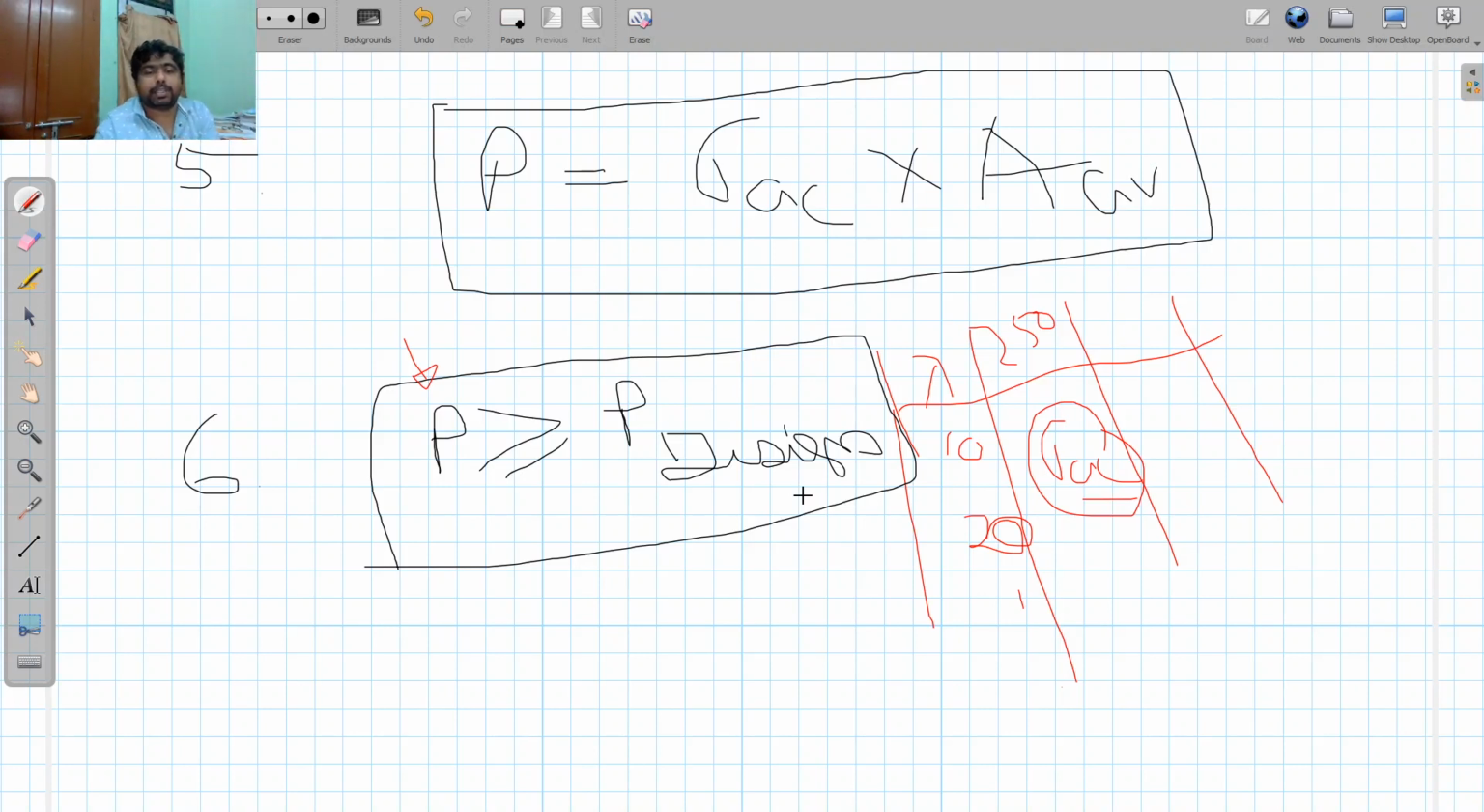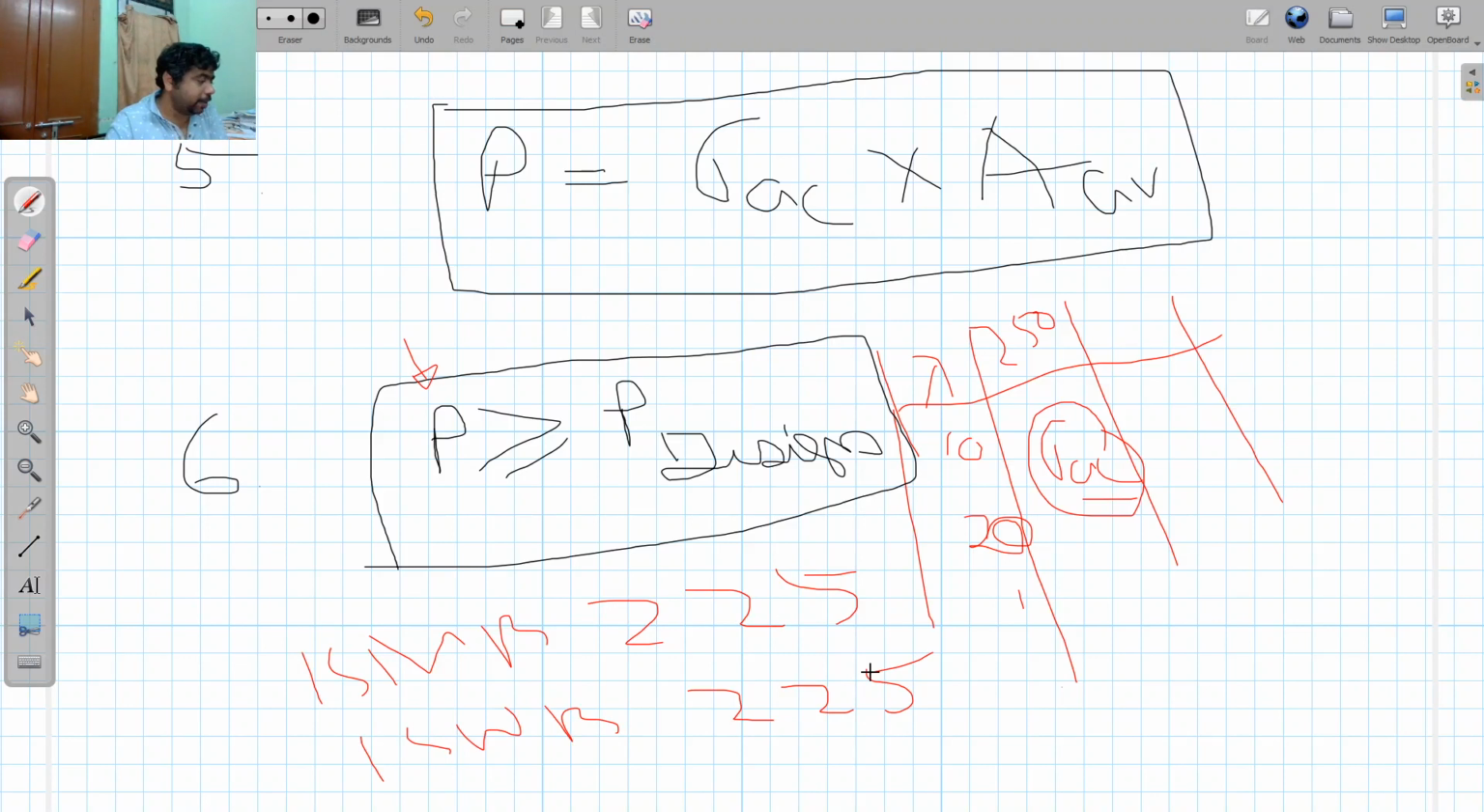So what I mean to say is, suppose you have a section of ISMB 225 and another section, say ISWB 225. No doubt in these two sections there is a small difference, that their weights are different. Okay, in one case weight will be more, in another case weight will be less. Now if a lesser weight, just 1 minute, now take an example of say ISMB 250. Okay, that was wrong.